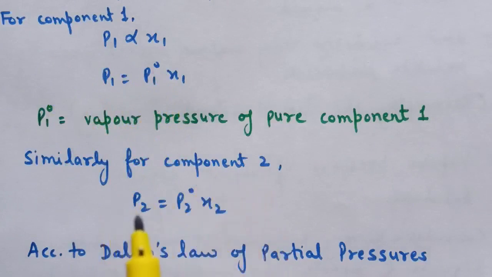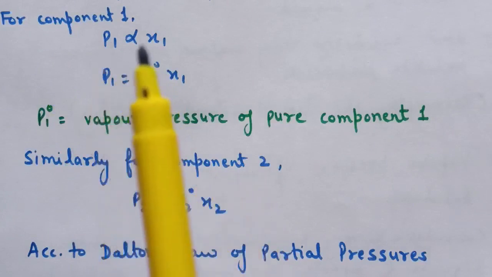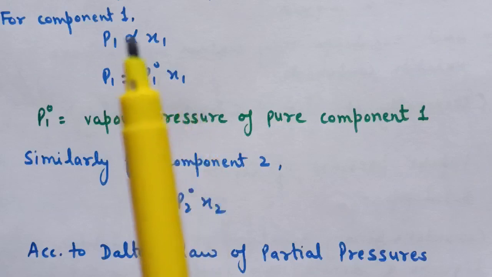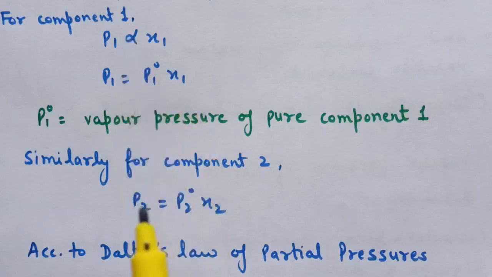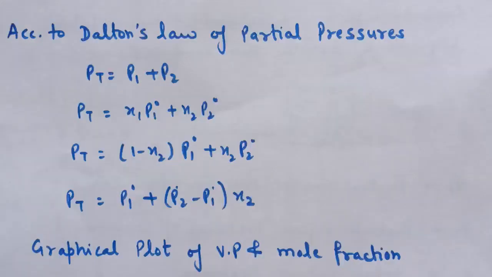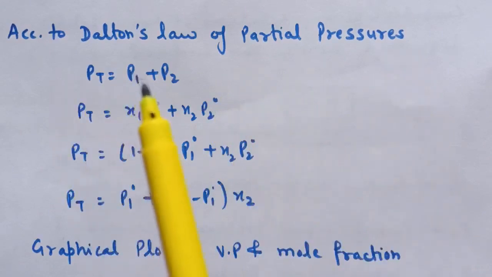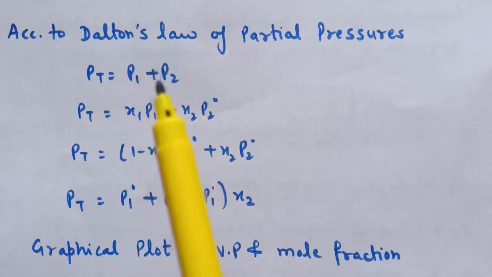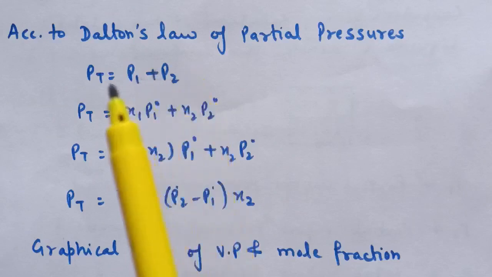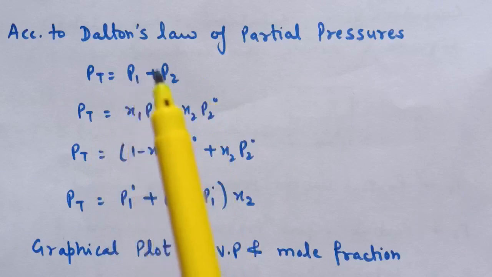Raoult's law gives P2 is directly proportional to x2, and when we remove the proportionality constant, the equation will be P2 is equal to P2 naught into x2. So if we want to calculate the total pressure, then according to Dalton's law of partial vapor pressure, P total will be equal to P1 plus P2, because here we are considering a solution in which two components are there.